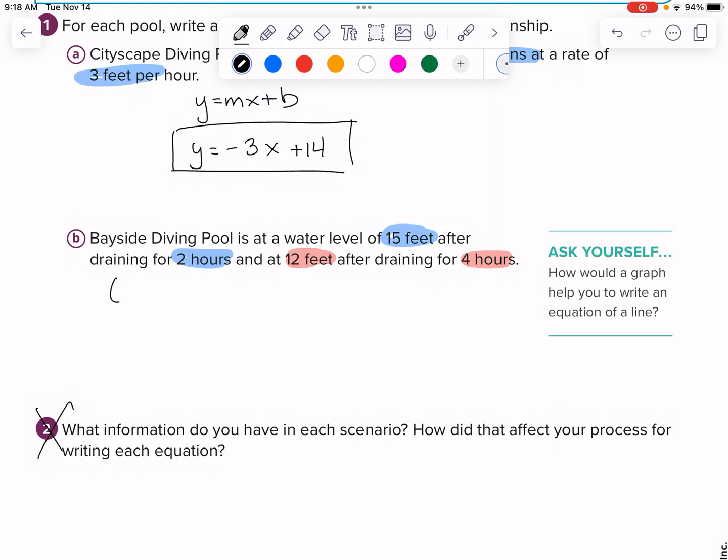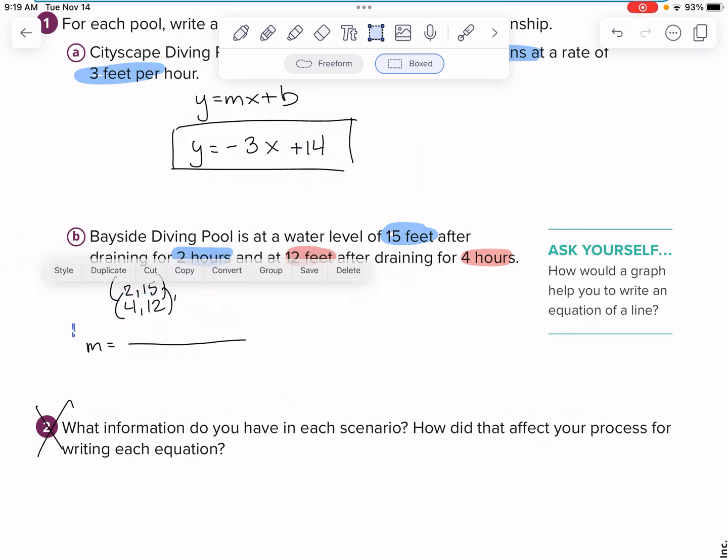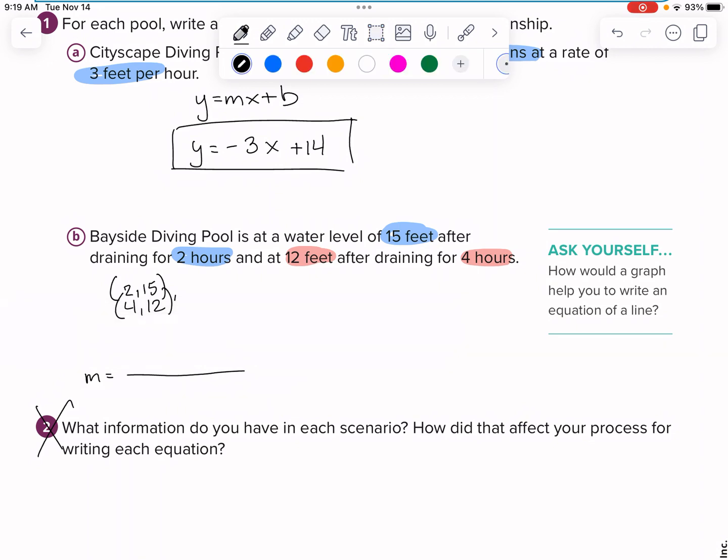The first one is, right, the 15 and the 2. We're going to say that is 2 comma 15. The second one is 4 comma 12 because we're looking at time and then feet. And we're going to plug this into the slope formula. So we got to do some work before this. Actually, I should probably line this up vertically like this. So we're going to do 15 minus 12, and then 2 minus 4.